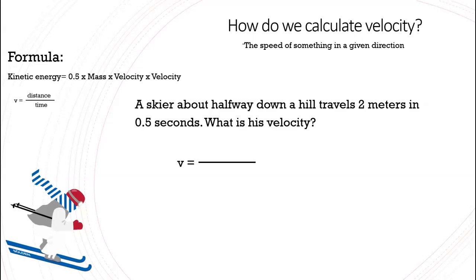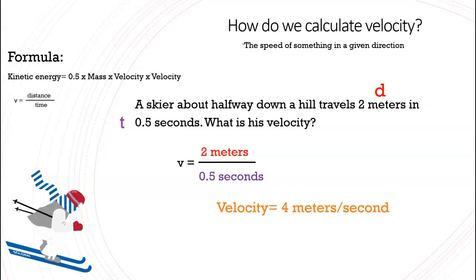A skier about halfway down a hill travels 2 meters in a half a second. So what is his velocity? So first we've got distance, or d. We're going to put that at the top of our equation. We've got t for time. We're going to put that at the bottom of our equation. And if we take 2 and we divide it by 0.5, we get a velocity of 4 meters per second.